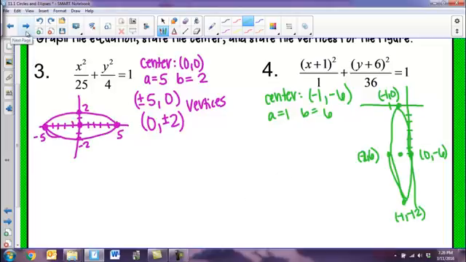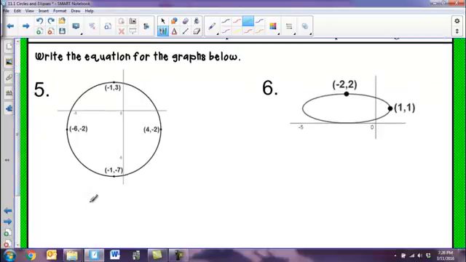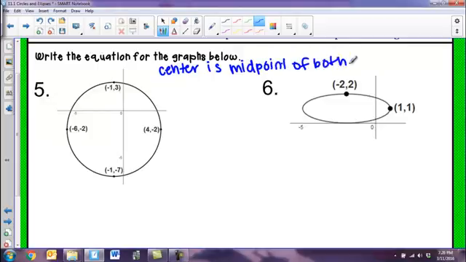The last thing we want to look at is if we're given a graph, how do we go ahead and write the equation for it? So the hardest part about these, I think, is finding the center, because most of them are not going to be centered on the origin. So something that might help you out for these is that always, always, always, the center is the midpoint of both diameters. So even if it's an ellipse, if you can find the diameter of the vertical side and the horizontal side and find where they intersect in the middle, that's going to be your center point.